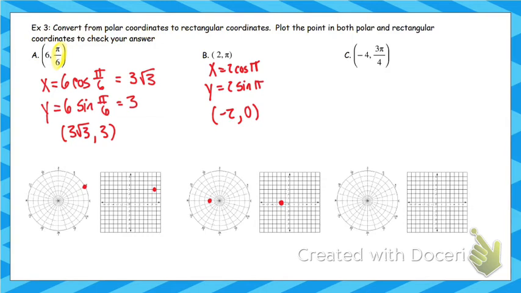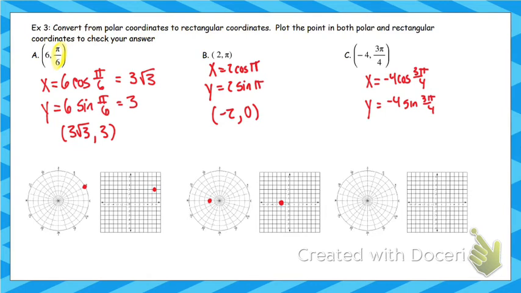All right, -4, 3 pi over 4. So x equals -4 cosine 3 pi over 4. Y equals -4 sine 3 pi over 4. Now again, these are unit circle values, okay? 3 pi over 4, cosine of 3 pi over 4 would be -√2/2. So if you don't have a calculator, that's okay. These are unit circle values that you can figure out without a calculator.